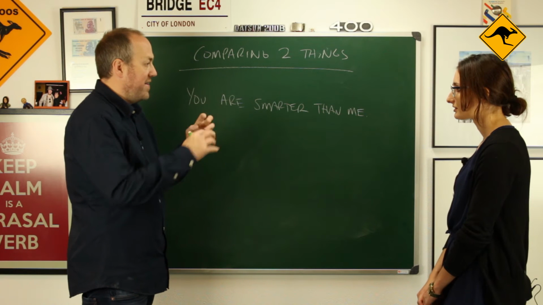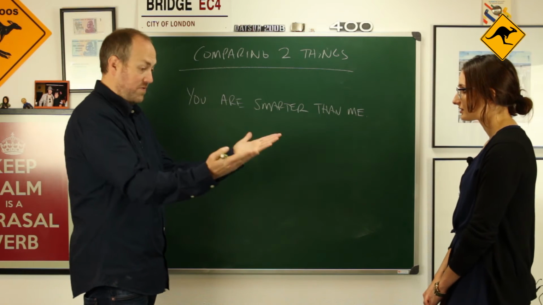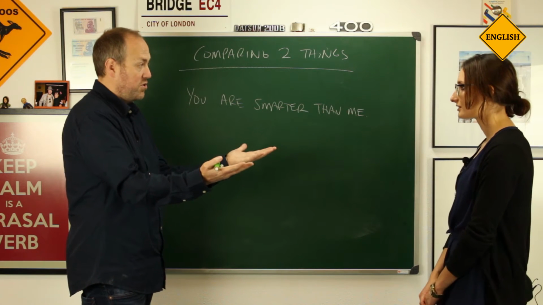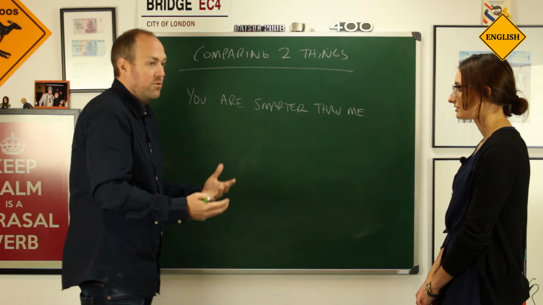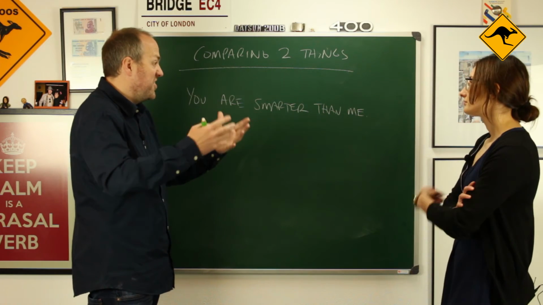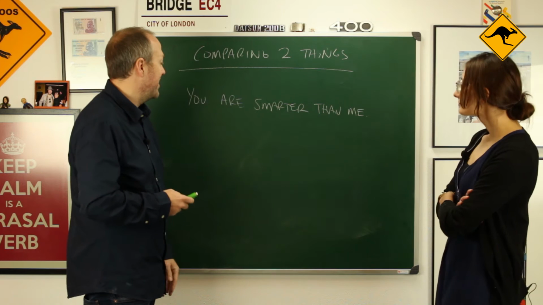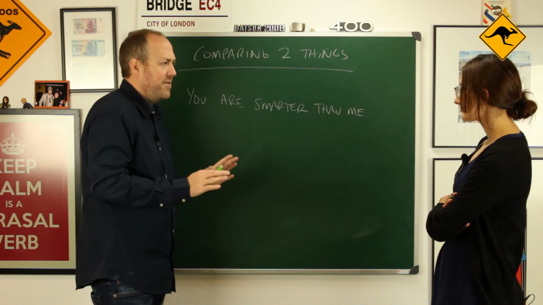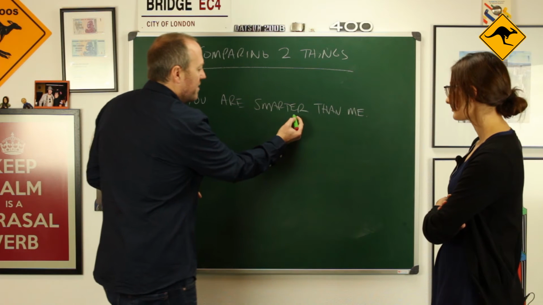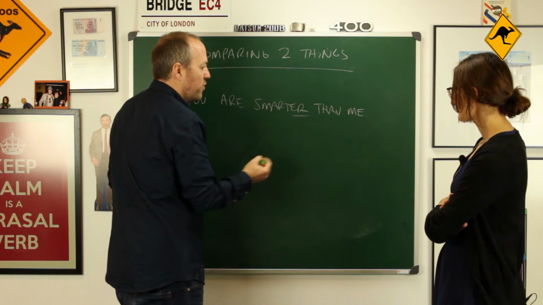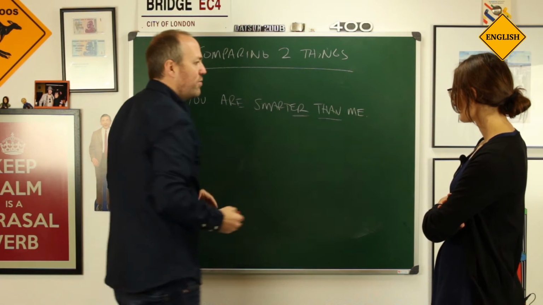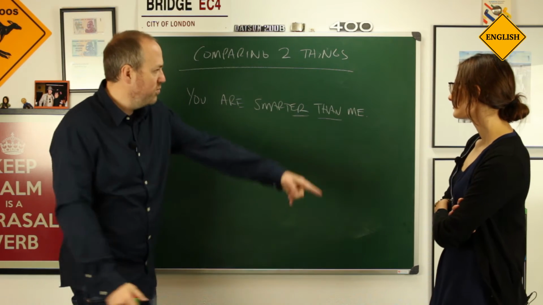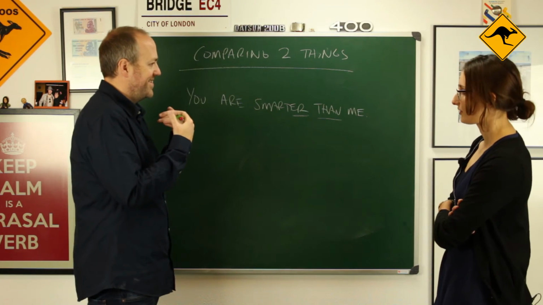Now we're going to talk about comparing two things. It could be two objects, or two categories of things, or two ideas. This is probably the most common type of comparative, where we have the comparative form, and then we say than, and then we have the object. So you are smarter than me.